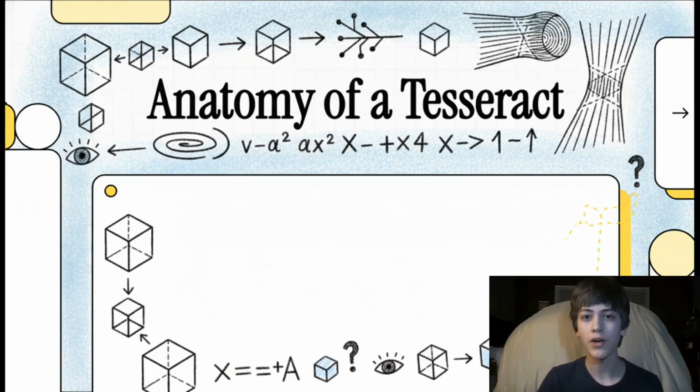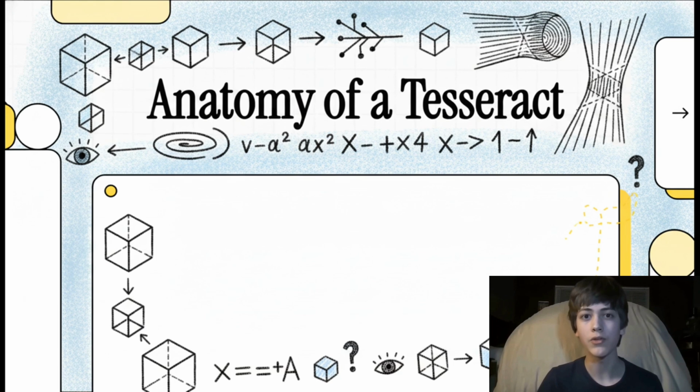Today we are going to embark on a journey that challenges the very limits of human perception and takes us deep into the heart of geometry. We are here to perform an anatomy of a tesseract. To understand this complex four-dimensional shape, we cannot simply jump into the void. We must follow the strict logical progression of mathematics that defines our reality.